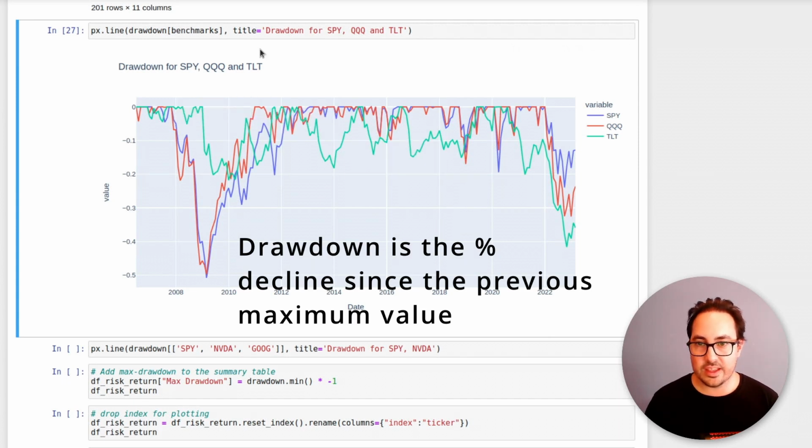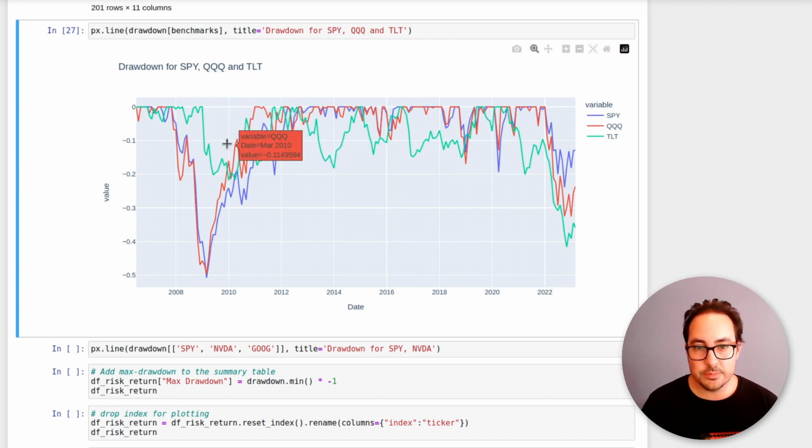So this is the drawdown for the S&P 500, the QQQ, and the long-term bonds. And we can see here that the drawdown of the stocks was 50% more or less in the financial crisis. In 2020, I think it was like 20% or something. So recently the values were relatively high.